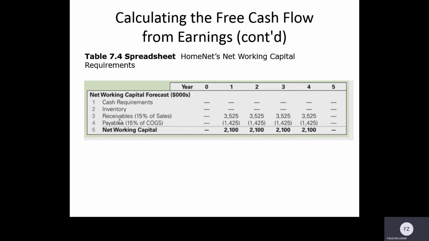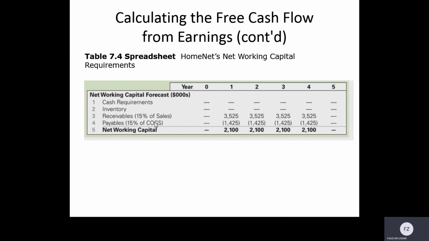for manufacturing their products. So they have receivables, which is calculated as 15% of the sales amount, and they also owe other third parties in terms of payables, assuming that is to the suppliers, which is 50% of the cost of goods sold.